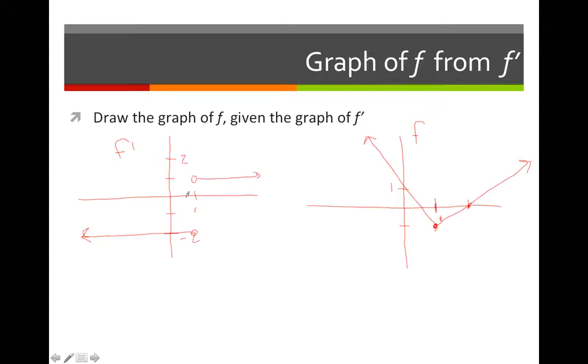So here f prime tells me the slope is -2 and the slope is 1 on either side of 1. So we just draw in the slope of -2 and the slope of +1. And there you have a version of what the original function could look like.